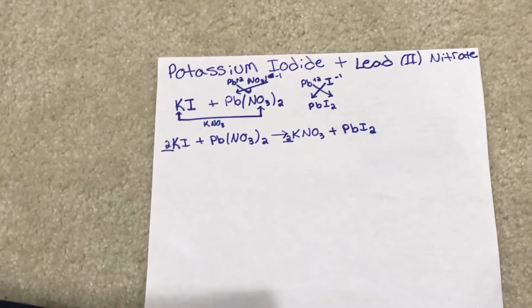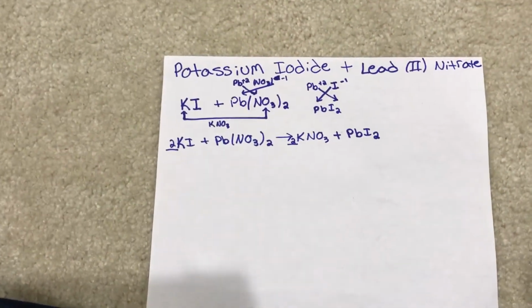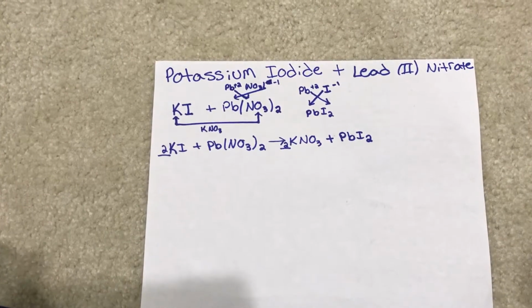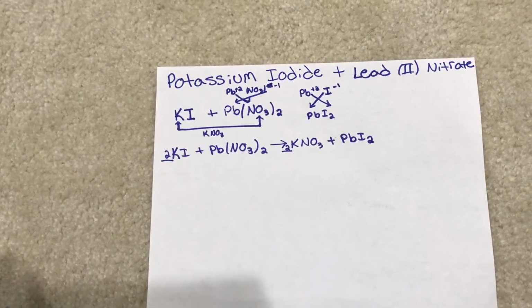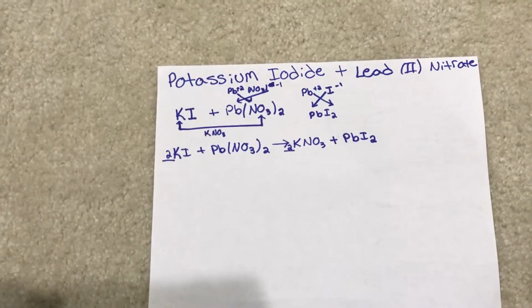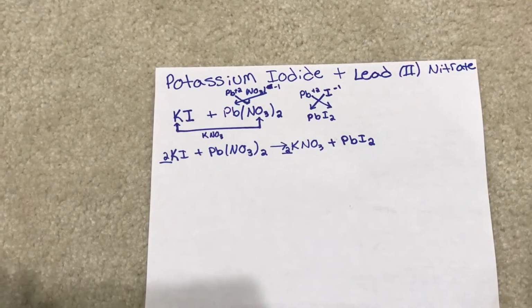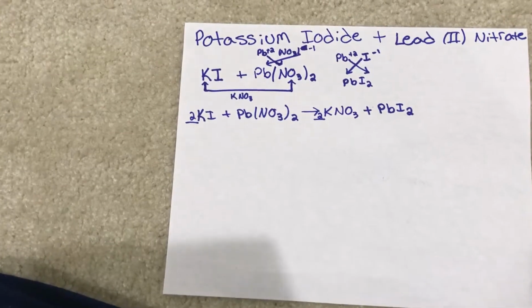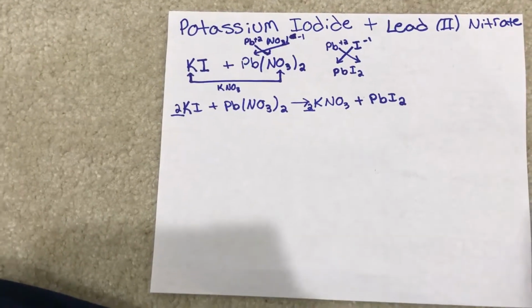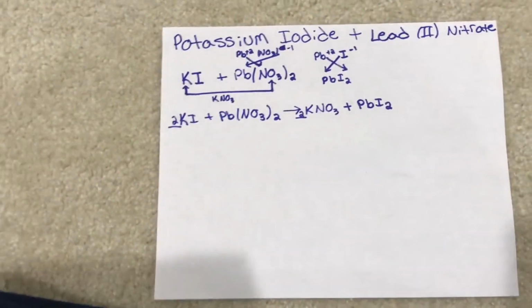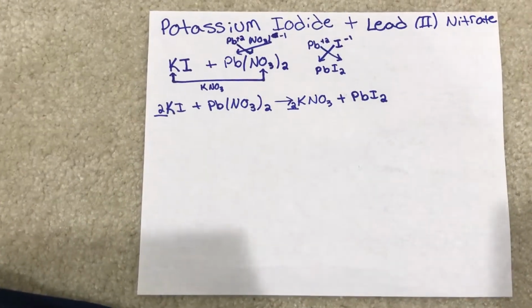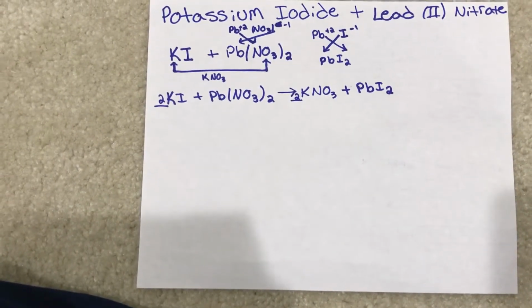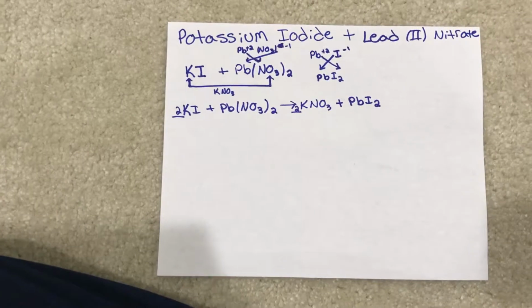This is a double replacement reaction, so we exchange both sides. So K goes with NO3 and I goes with Pb. So we'll do K and NO3 first. When we combine those, we get KNO3 because they both have a charge of 1, so you don't need to write 1 and 1 on each side. So you just leave it as KNO3.